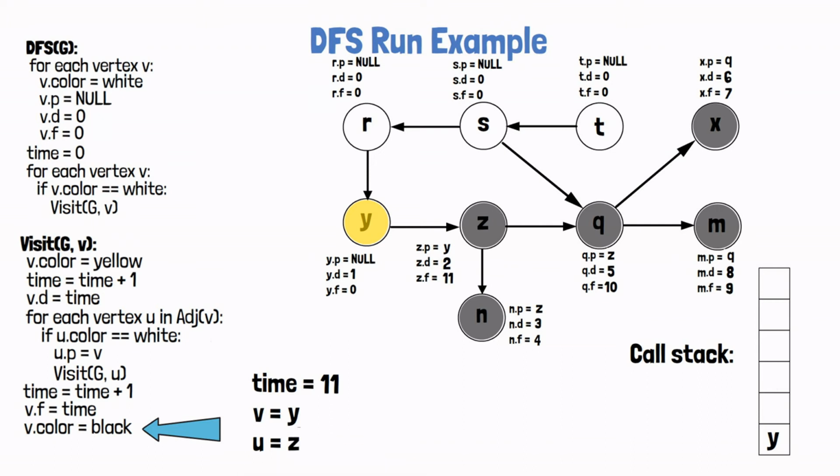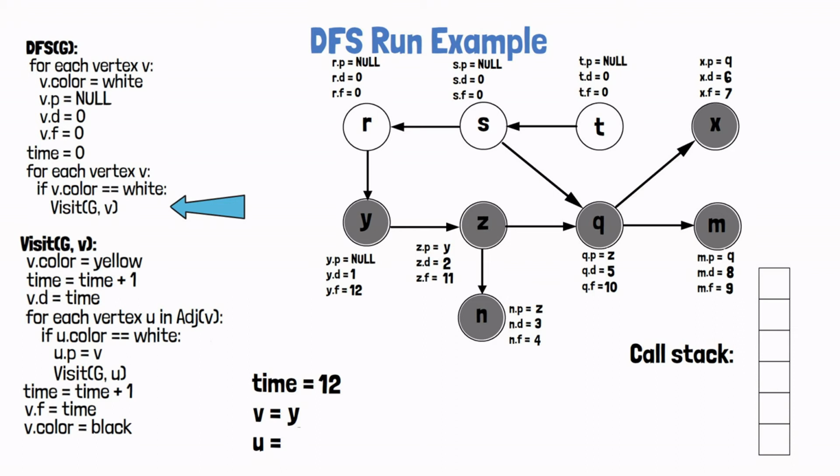We are back to handling y. We already iterated on all the neighbors of y, so we exit the for loop. We increment the time to 12 and update the finish time of y to be 12. We finished handling y, so we color it as black, clean the call stack and local state and go back to where it was called. Y was our starting vertex and we've ended the search from it.